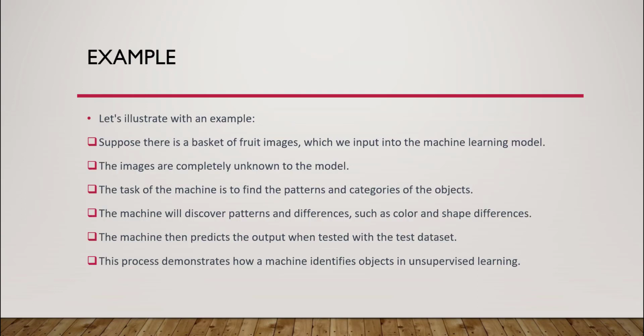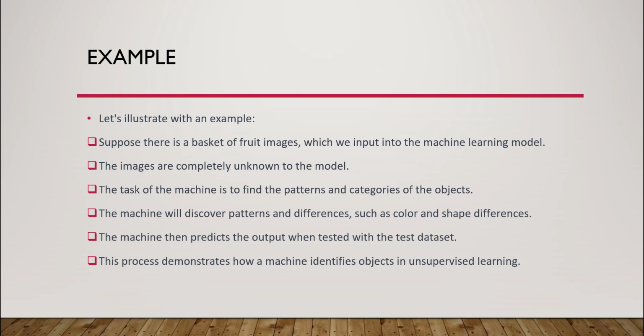So let's take an example. Suppose there's a basket of fruit images which are input into the machine learning model. The images are completely unknown to the model. The task of the machine is to find the patterns and categorize the objects into their categories. The machine will discover patterns such as color and shape differences. The machine then predicts the output when tested with the test data set.